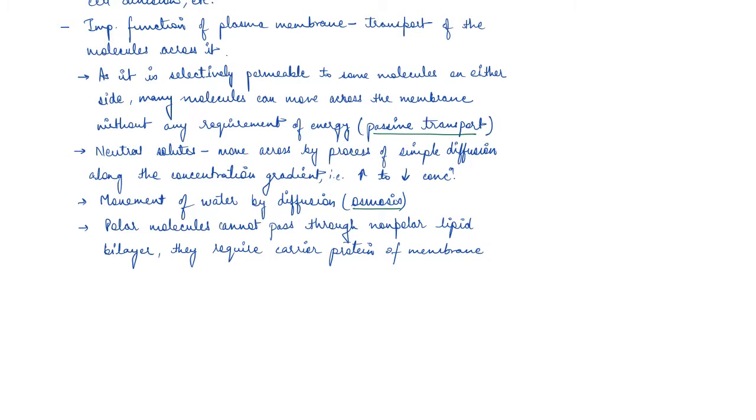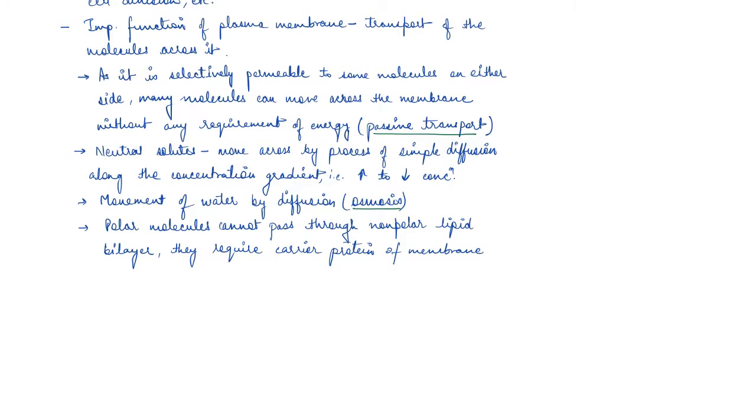Now, what do you remember? What do we call movement of water by diffusion? It is known as osmosis. So, osmosis also happens in the cell membrane or plasma membrane. Now, any polar molecules cannot pass through the non-polar lipid bilayer because it is a non-polar layer, right? So they require a carrier protein on the membrane to facilitate their transport across the membrane, right?